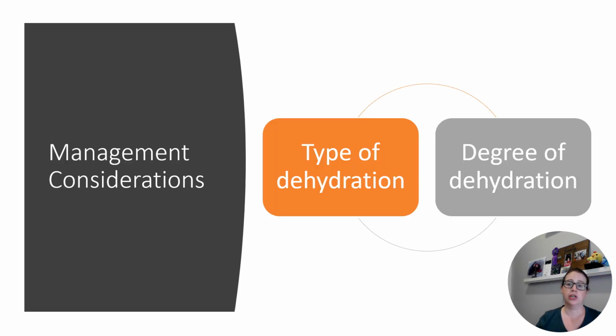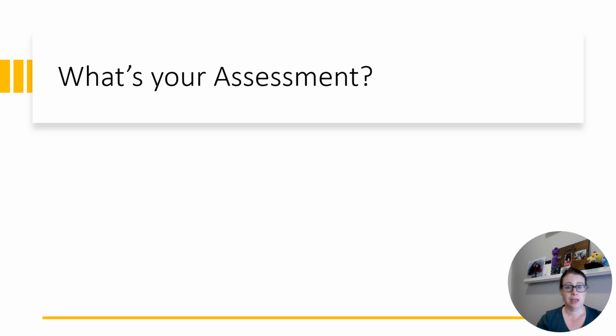So management of dehydration takes a few things into consideration, primarily the type of dehydration and the degree of dehydration, so that we can intervene properly. And this all comes down to our assessments. So what does that entail? Well, as a nurse, you need to complete and pay attention to 4 major components of your assessment that can indicate the hydration status of your patient. Okay, so what are those?